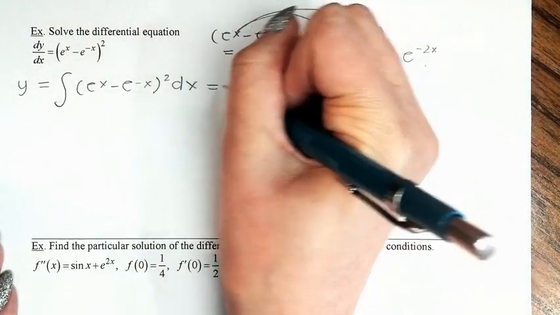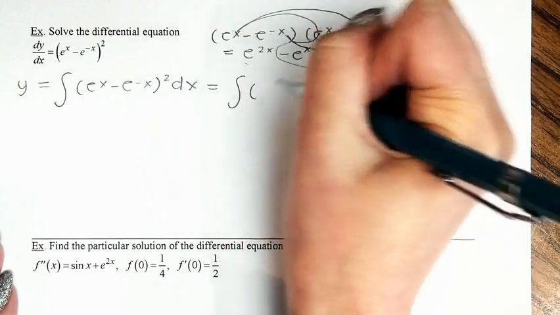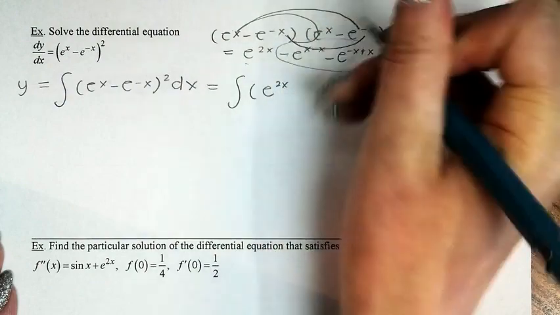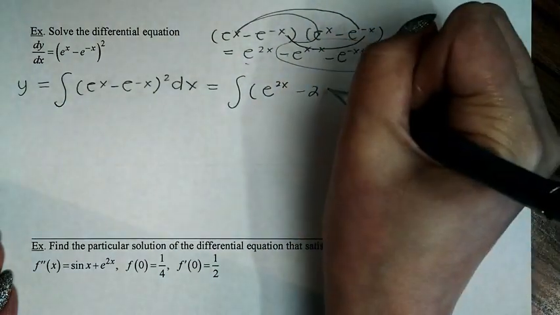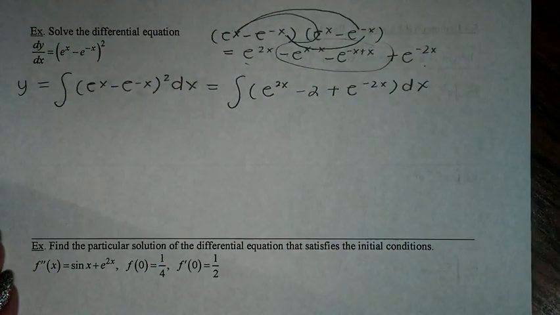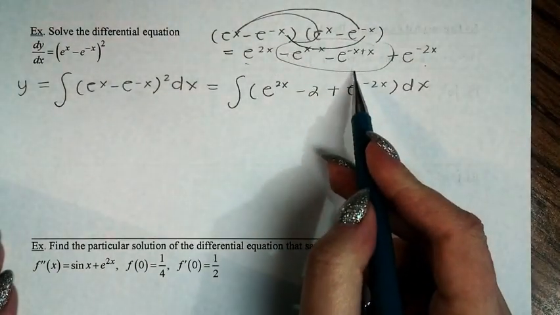So you can break down your integral as follows. The integral is going to look like this: the integral of e to the 2x minus 2 plus e to the negative 2x dx. Do you agree with that? And that's what we have here with algebra 2.